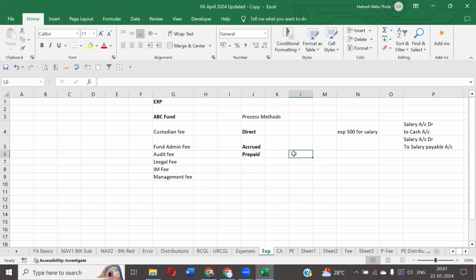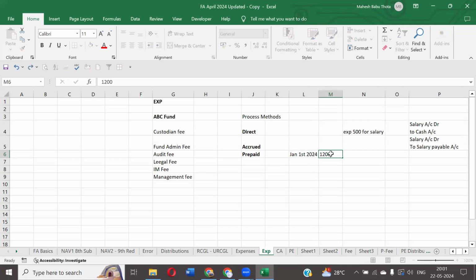Even forget about insurance. Amazon Prime, Netflix, you know these concepts, right? There is a subscription fee. How we will pay the subscription fee? Yearly once or 6 months once we will pay, right? Maybe in the January month you are paying it for the whole year, January 1st, 2024. Let's say you are paying 1200 rupees. But every month it would be only 100 rupees, right?